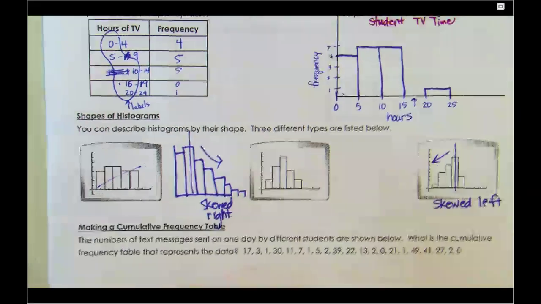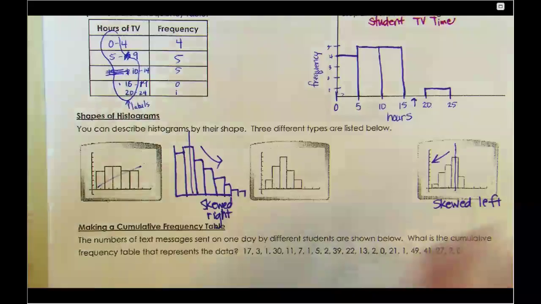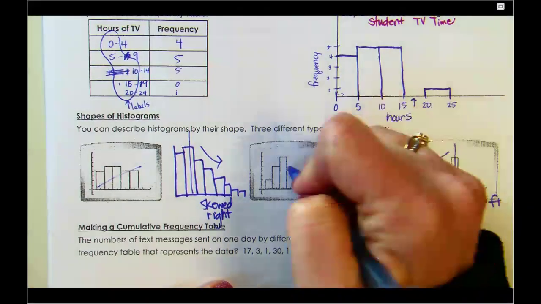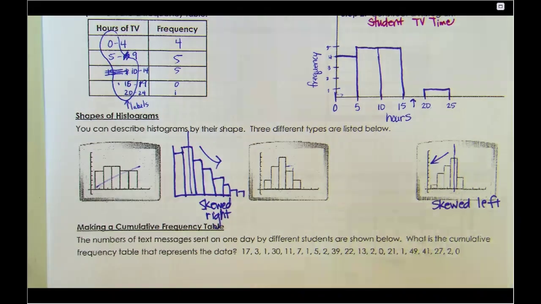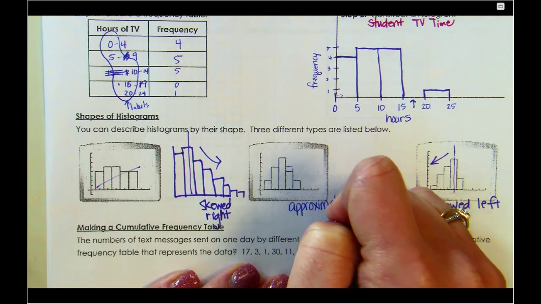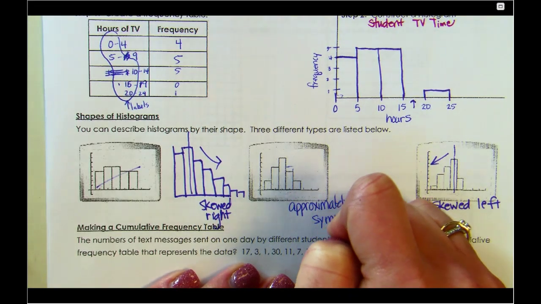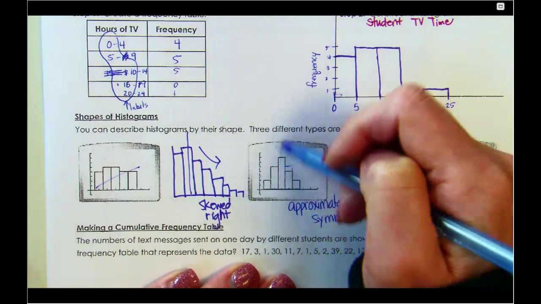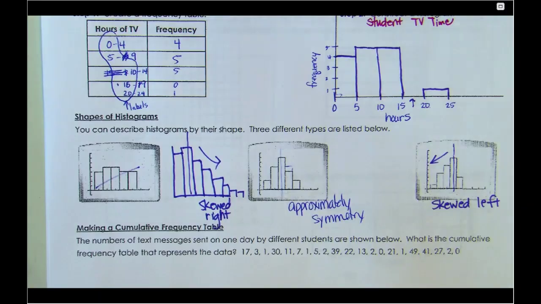This guy is approximately symmetric. So we can have symmetry in our graphs. Don't put this on your paper. But if this was one higher like that, then it would be exactly symmetric. Okay, so this one is approximately symmetric. That just means you've got the same pattern on both sides of the maximum there. And he's only approximately, he's not perfectly symmetric. Sometimes you get ones that are perfectly symmetric. That's fabulous when that happens.